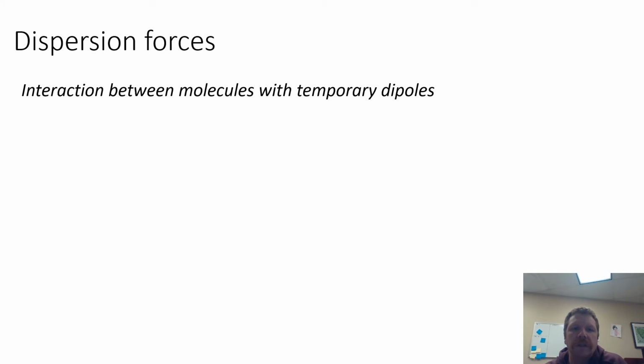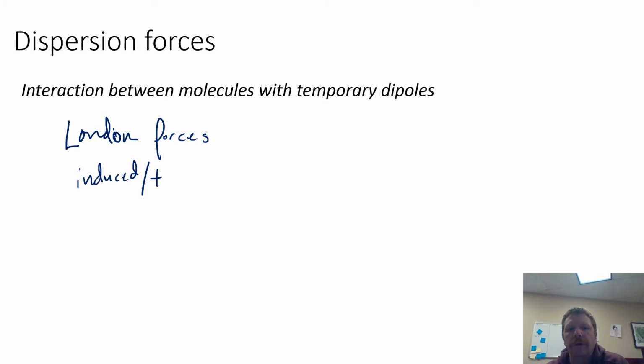You might also know these as London forces or London dispersion forces. And what these are is kind of an induced or a temporary dipole. Now, these are the forces that take place between molecules, and I think an easy example of these taking place between individual atoms would be something like helium.